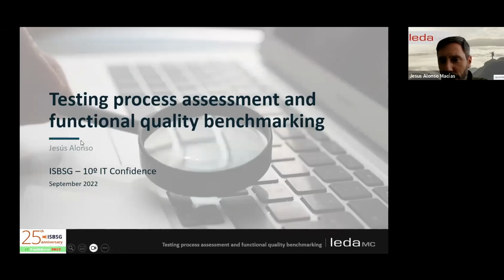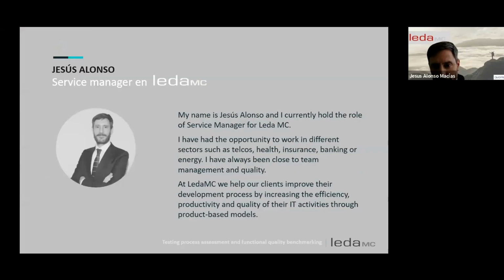I am delighted to be able to participate in this important event that celebrates 25 years of an organization that helps the IT world so much. I have one goal with this talk, and it's that we can get to know how to improve our testing process, knowing how to choose which problems are the ones we want to correct in order to get the most out of them.